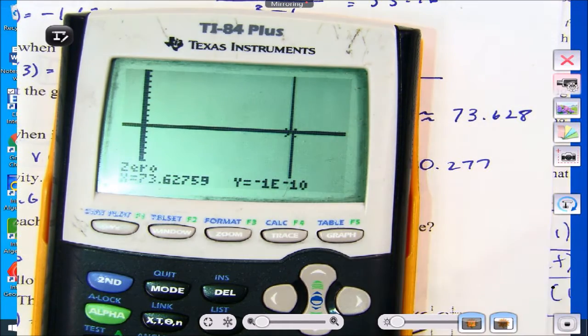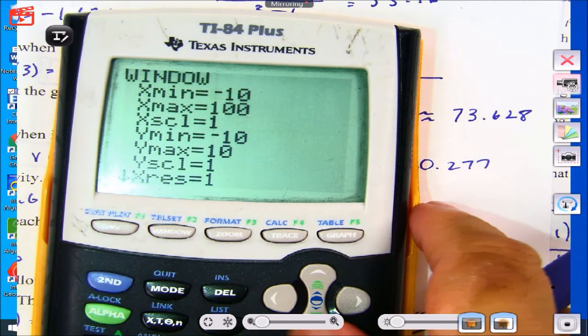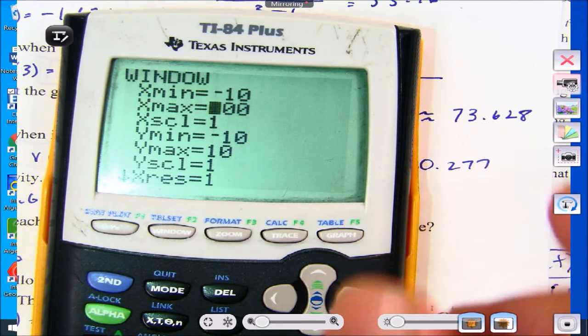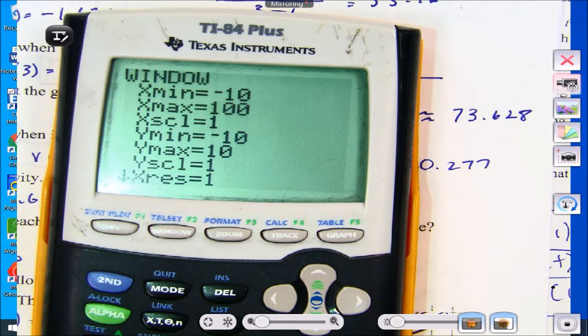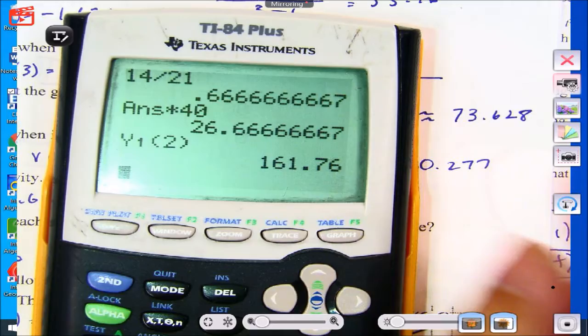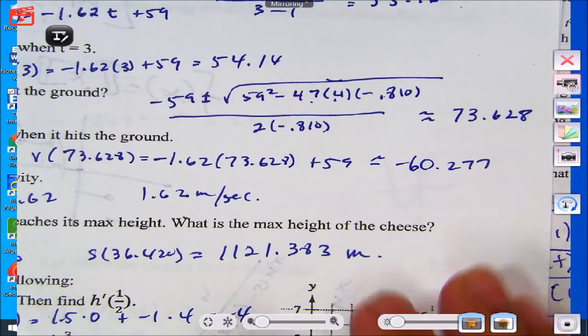Yeah, but how'd you change the X max to 100? I go to window, and I changed X max to 100. Okay, thank you. Next problem.